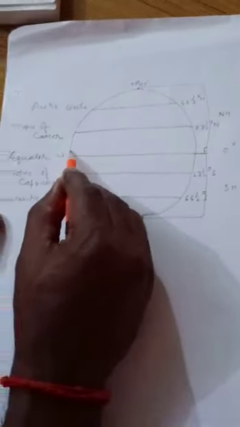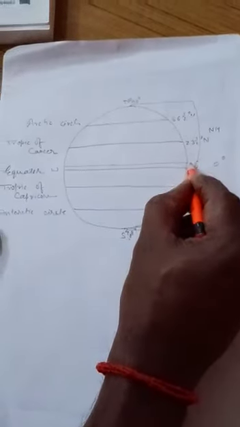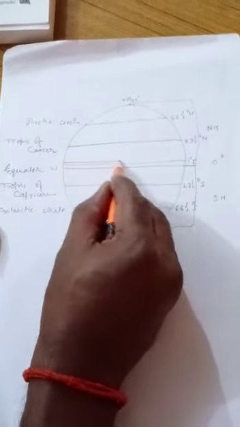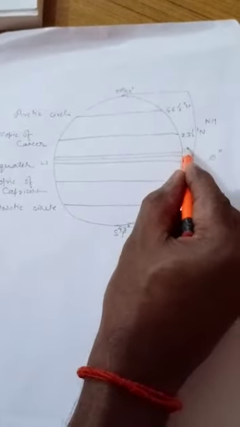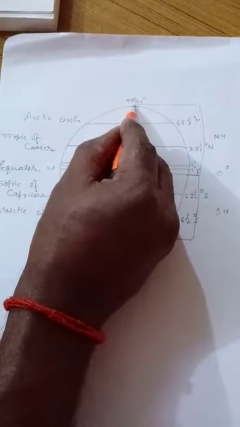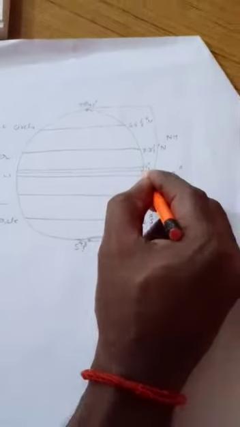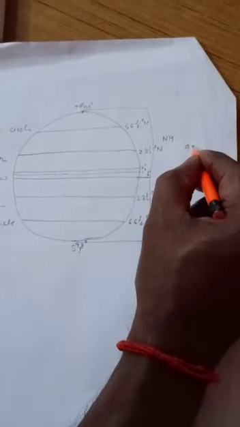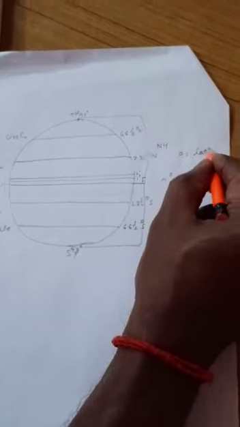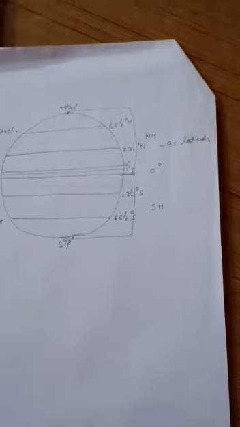From 0 degree, we have seen till 90 degree, the North Pole we have written. It means 90 latitudes are there. It starts from 0 degree, so this will be your 1 degree. Then another one will be 2 degree. In this way, it goes on up to 90 degree. So 90 degree is a small dot here. In this way, from 1 till 90, we are having 90 latitudes in the northern hemisphere.